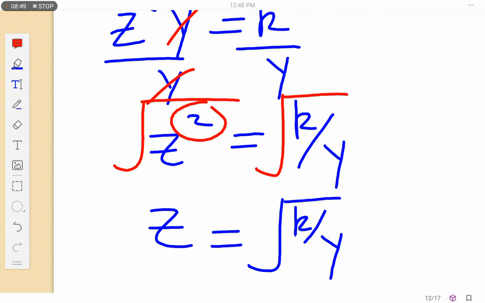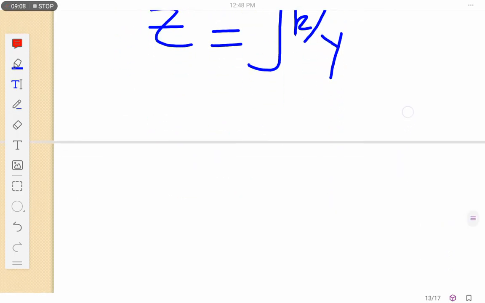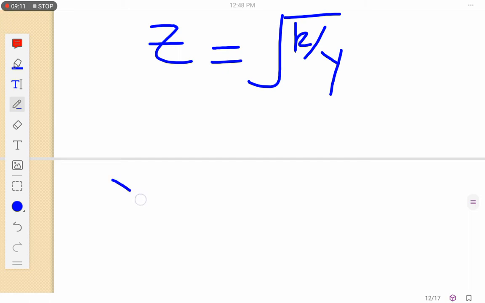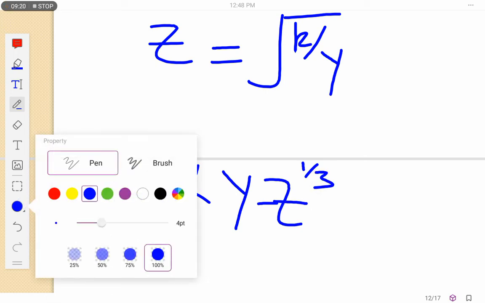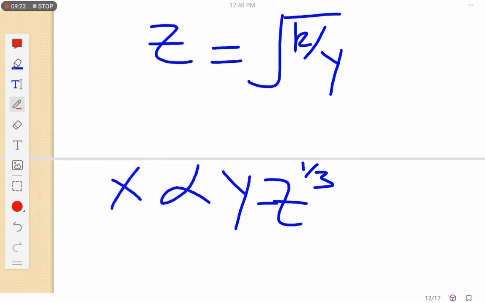So I'm going to substitute this z into the initial equation that we were given. Let me write that down. We're given that x varies with y, z to the power of 1/3, like that. So this is where I want to substitute our z. I'm going to substitute the z that we got here.